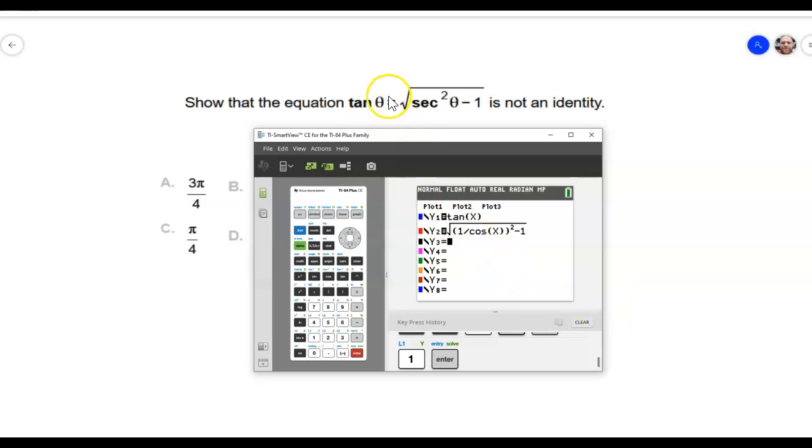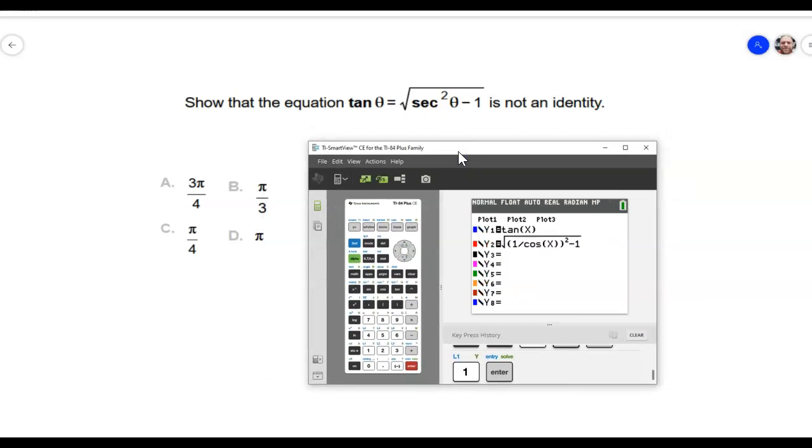So now we have the tangent of theta for y1, and the square root of secant squared of theta minus 1 for y2. This can really be done for any of the identities we're checking. It's a really good skill to have, to be able to put these into our calculator, so we can check multiple values to see if we believe something is an identity or not.